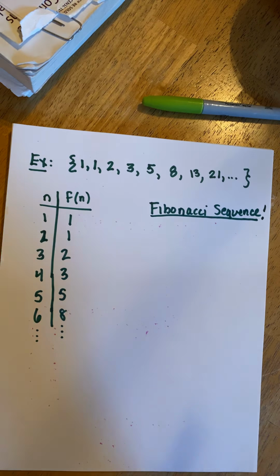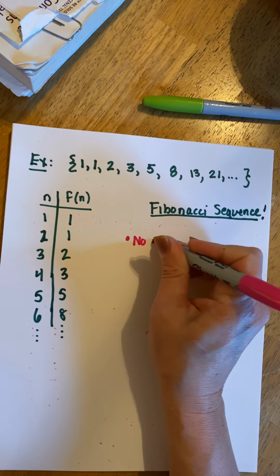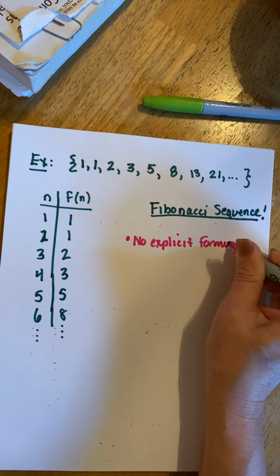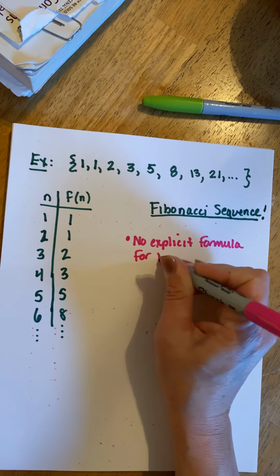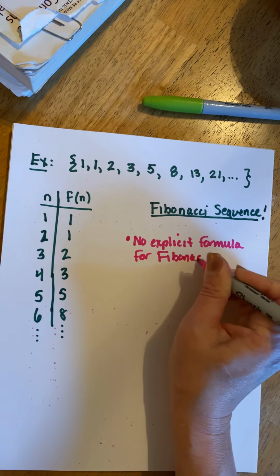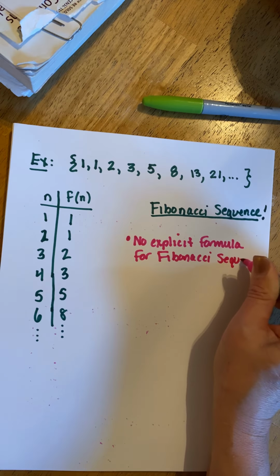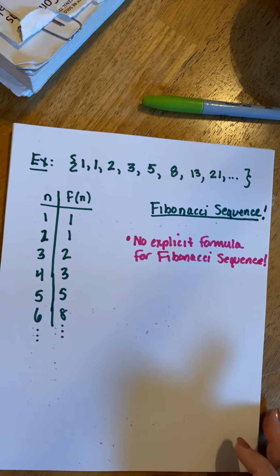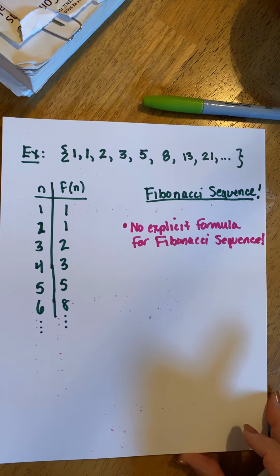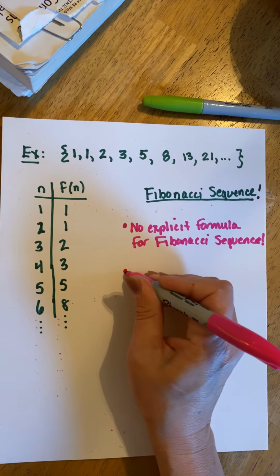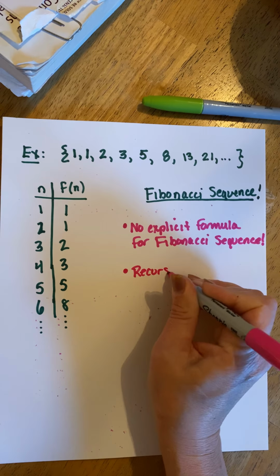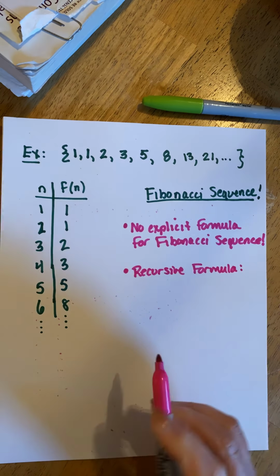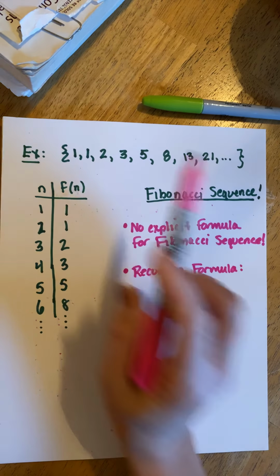Now, there is no explicit formula for the Fibonacci sequence. Mathematicians have been working on this for years, like hundreds of years. So if you can come up with an explicit formula for the Fibonacci sequence, you will be very famous. We have what we call a recursive formula instead, and it's saying how I can get from one number to the next number.